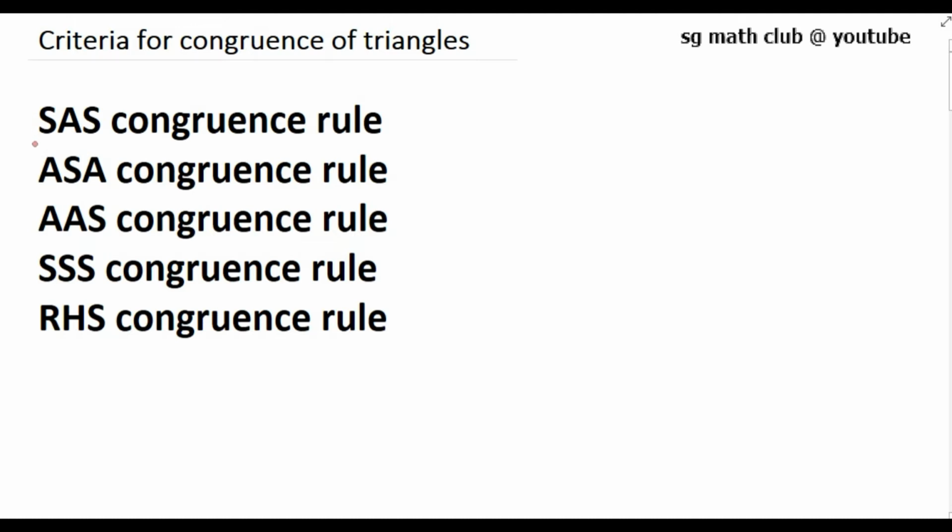The first rule is the SAS congruence rule, then the ASA congruence rule, AAS congruence rule, SSS congruence rule, and the last one, the RHS congruence rule. So these rules will help you to determine very easily whether two triangles are congruent or not. So let's see these congruence rules one by one.